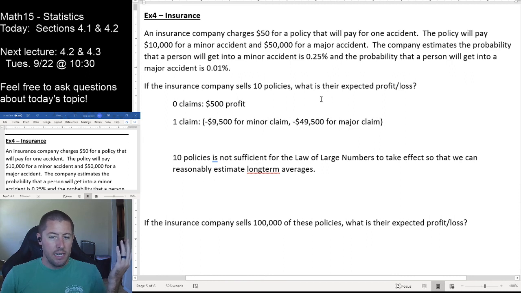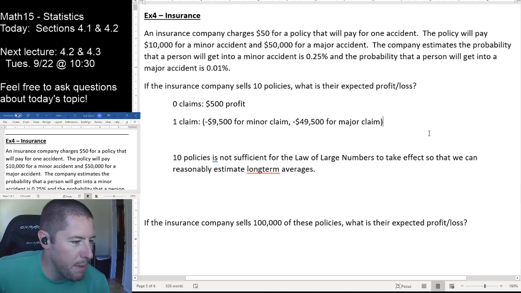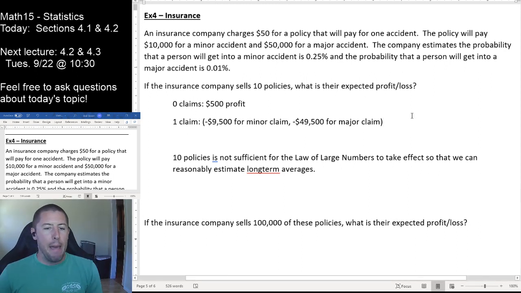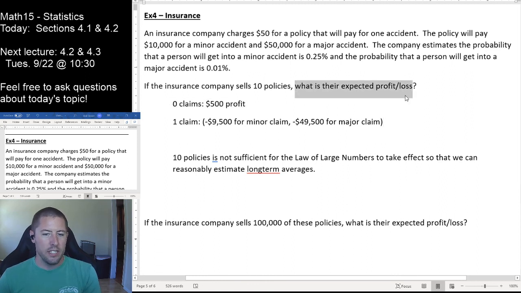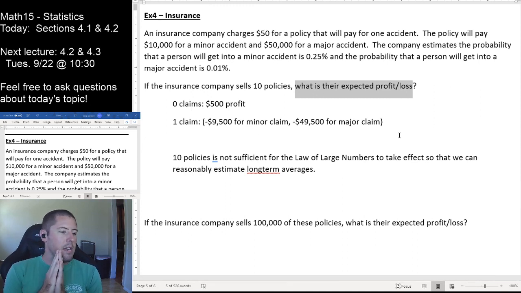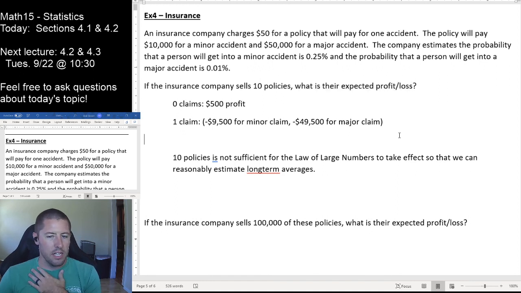So what I would say here is it's really hard for them to make some sort of expectation of what's going on here because one person could make a huge difference for them, right? So this is a bad, bad insurance situation. So my answer to this question is it's very difficult for us to make a reasonable expectation here because 10 policies just isn't enough for our experimental averages to be able to approach our theoretical averages. We could compute an expected value here, but it wouldn't necessarily be reflective whatsoever of what would truly happen in a 10 policy scenario, right? 10 policies just isn't enough for us to make a reasonable estimate of what we expect to see.